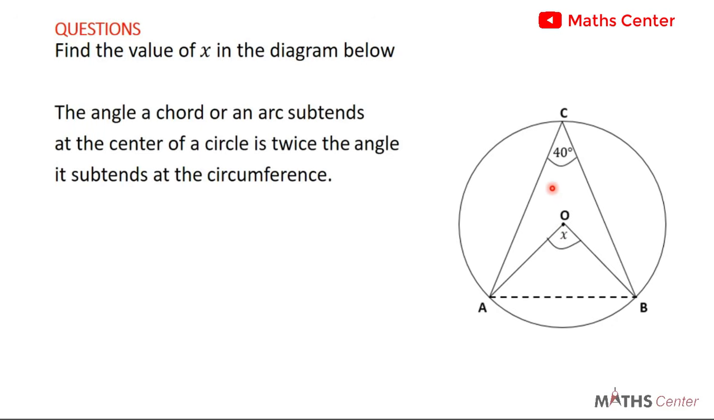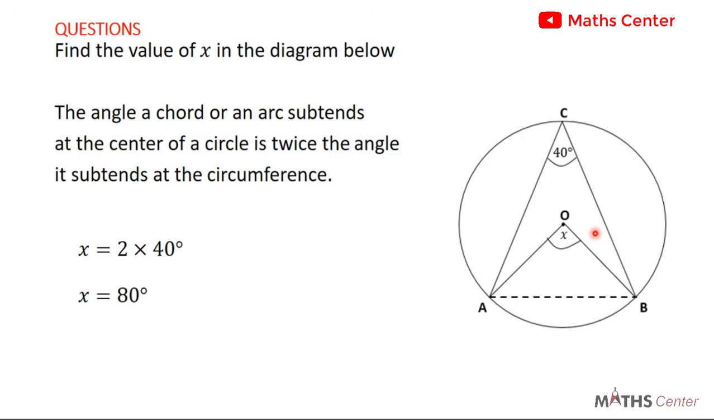What is that property? The property says that the angle a chord or an arc subtends at the center of a circle is twice the angle it subtends at the circumference. What this means is that the value of S here is 2 times the value of the angle created at the circumference, which is 40. So S is equal to 2 times 40, and S will give us 80 degrees. So you see, if you quote this property and we understand how to use the property, we can use it to simply solve the question.